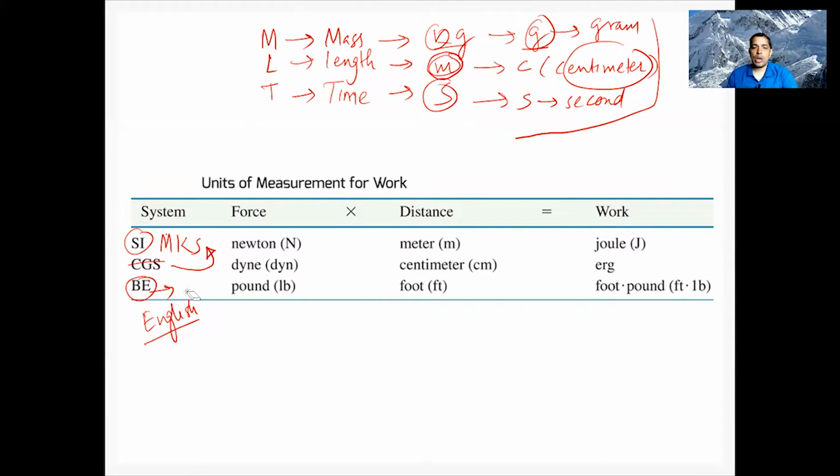In the SI or MKS system, the unit of force is Newton and the unit of distance is meter, so the unit of work is Newton meter, or joule. In the CGS system, newly introduced today, the unit of force is dyne, the unit of distance is centimeter, and the unit of work is erg. Similarly, in the English system, the unit of force is pound, the unit of distance is foot, and the unit of work is foot pound, FTLB.